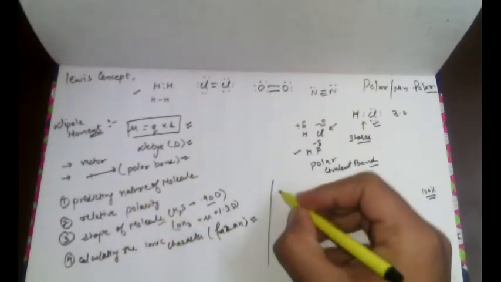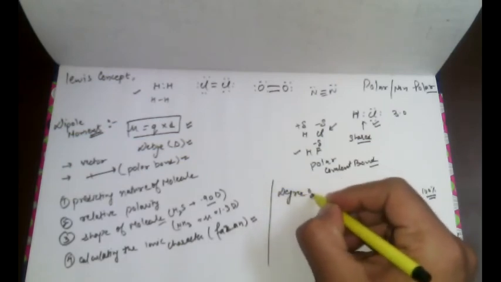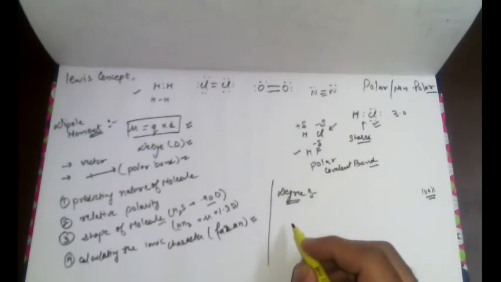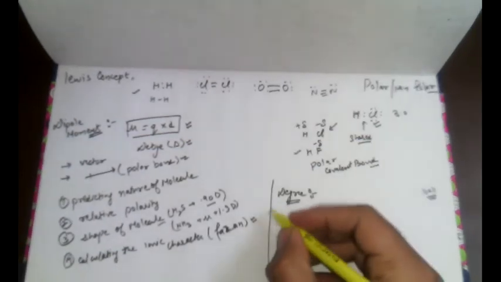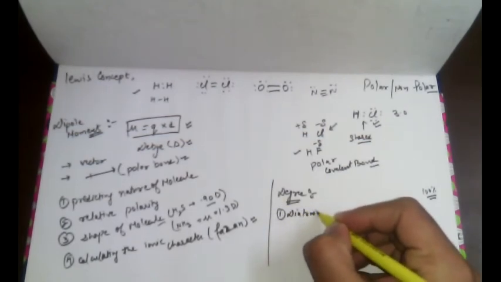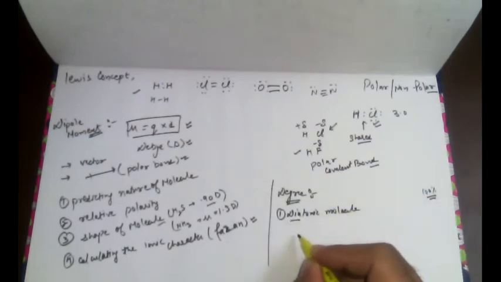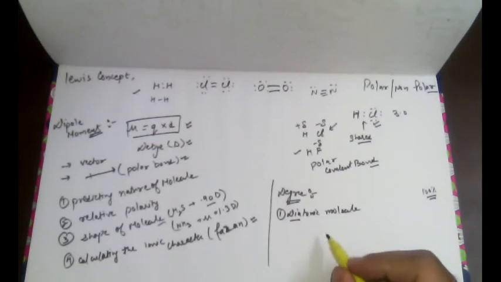Next is the degree. A few terms related to degree. First, when we talk about the diatomic molecule, di means two. In these molecules, bond polarity is directly related to the dipole moment. Thus, the greater the dipole moment, the more polar the bond.